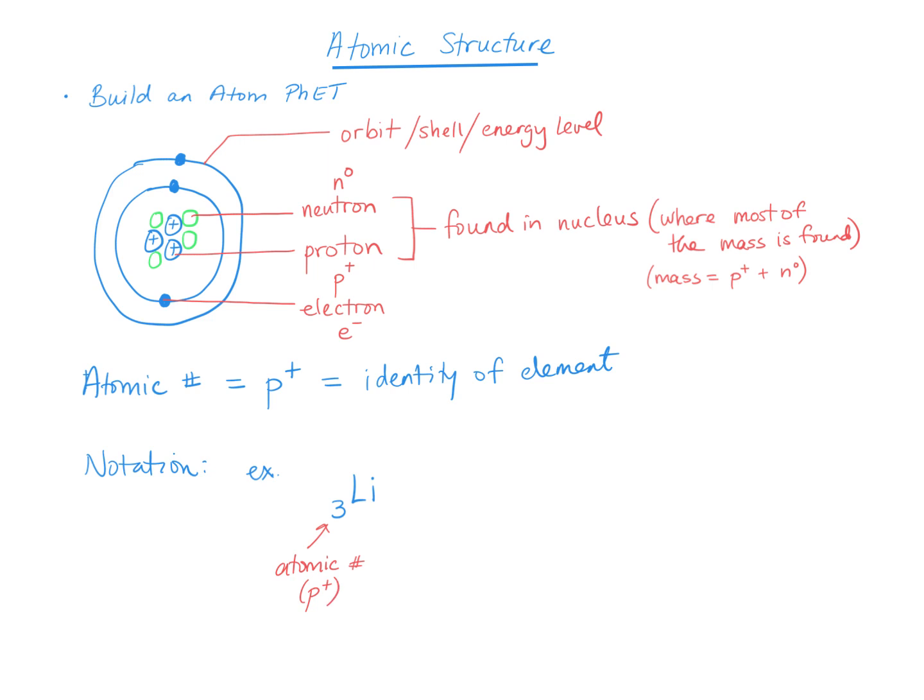And then it has a number up top. Now, where did I get the 7 from? 1, 2, 3 protons plus 1, 2, 3, 4 neutrons. Protons plus neutrons equals the mass. So this number up top, right here, this is the mass.